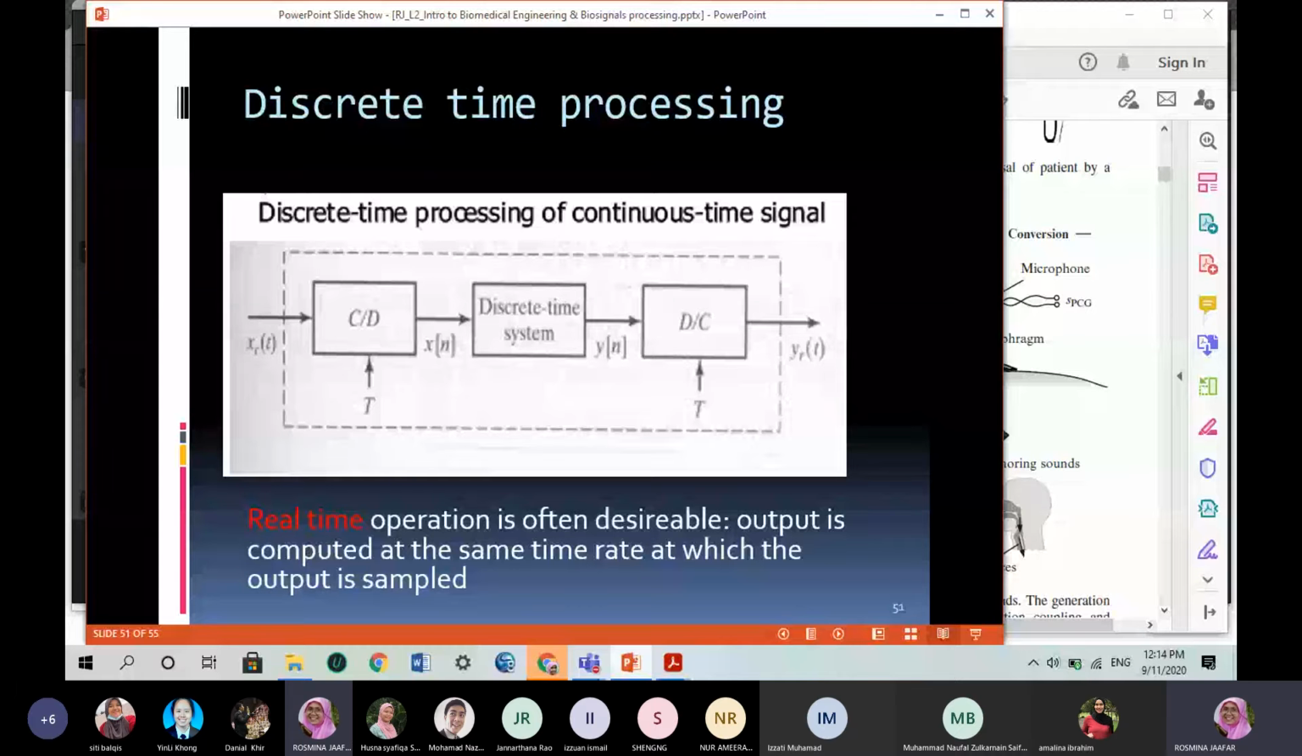Where we have continuous to digital conversion, you have a discrete time system, and then you can convert from digital to continuous. So real-time operation is often desirable. Output is computed at the same time rate at which the output is sampled. Definition of real-time means that the result is obtained within the time frame depending on the need of the system.